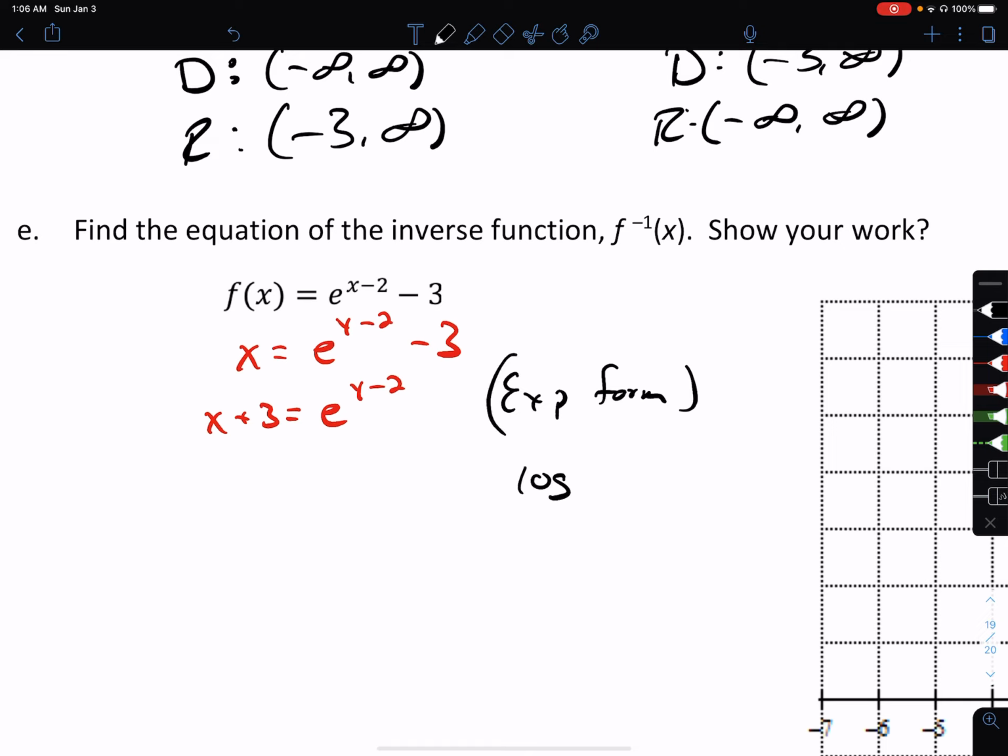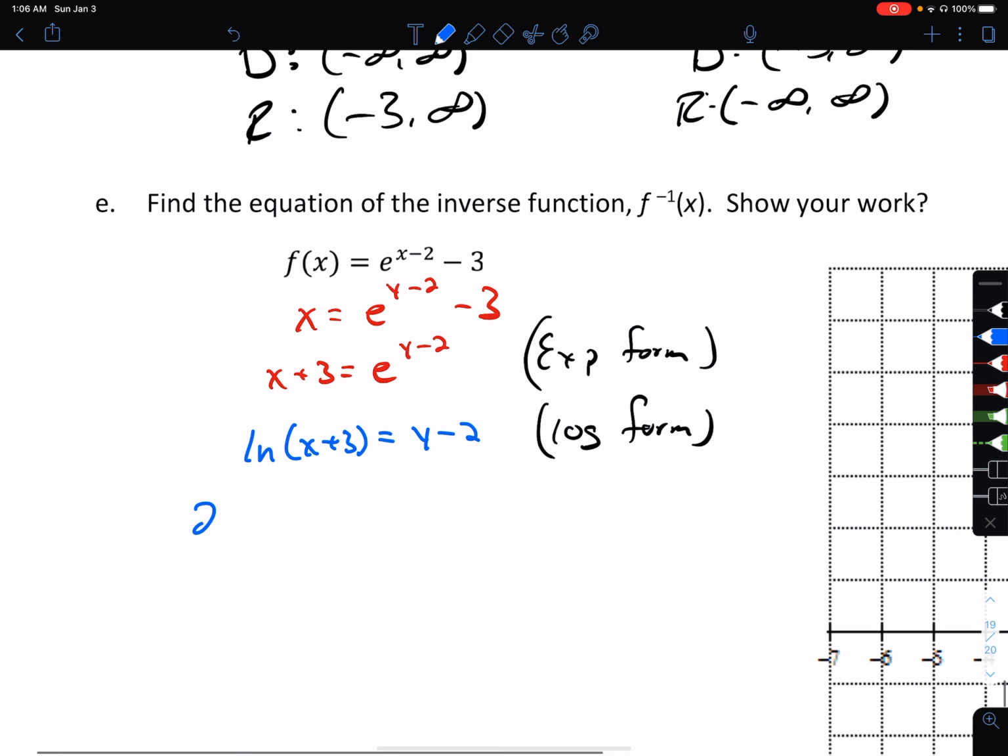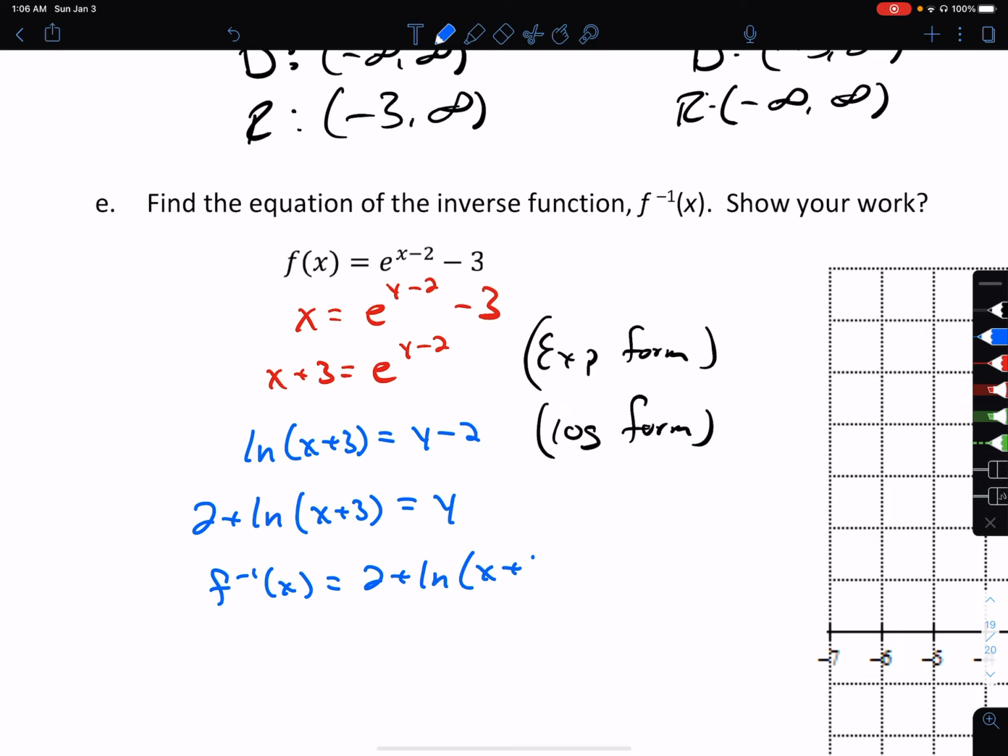I want to change this to log form. Log form would be log base e, which is the natural log, of the argument x plus 3 equals the exponent of y minus 2. If I add 2 to both sides, I'm going to get 2 plus natural log of x plus 3 equals y. And if we want to write it in inverse notation, f inverse is going to be 2 plus natural log of x plus 3.